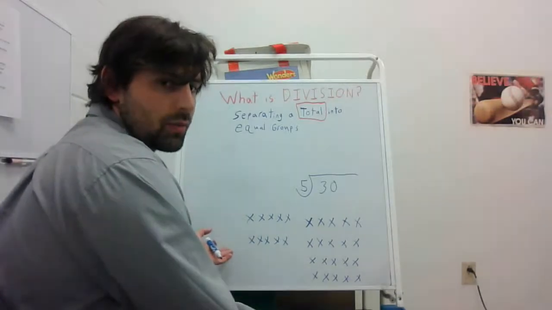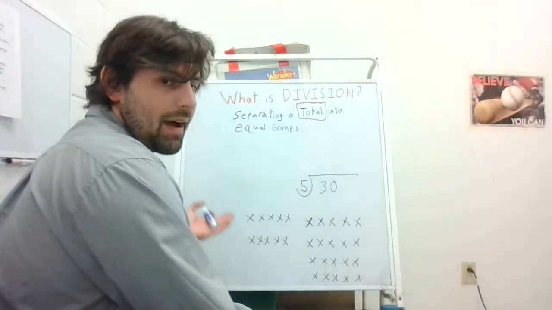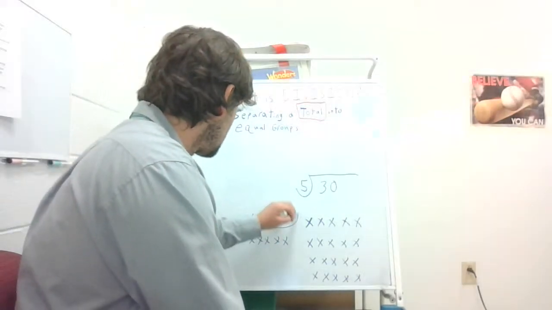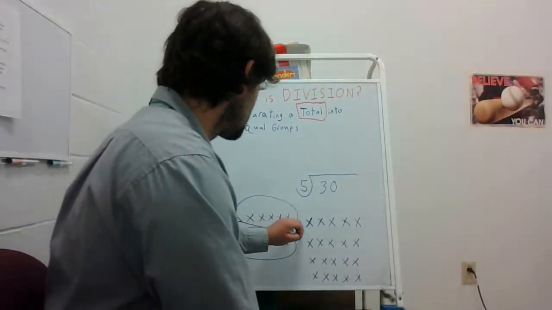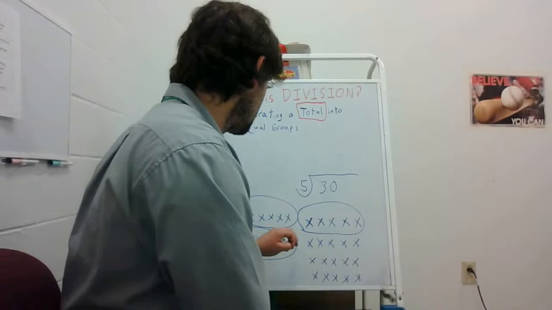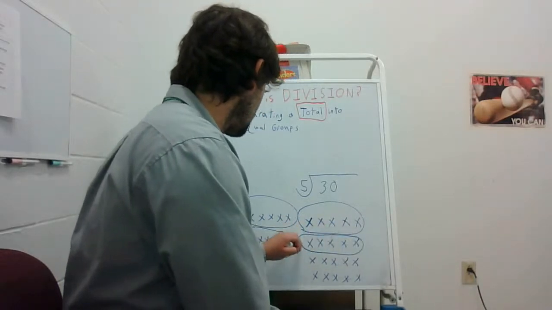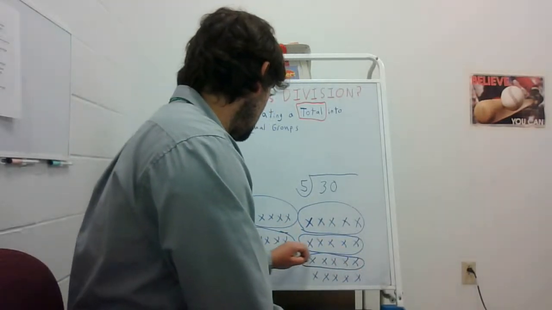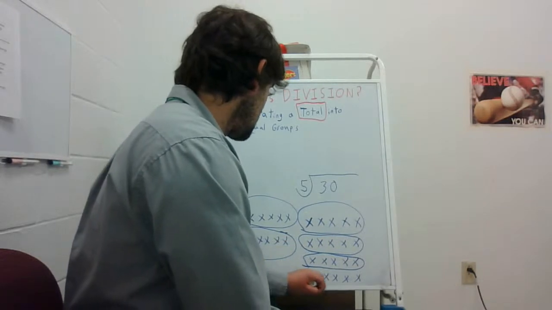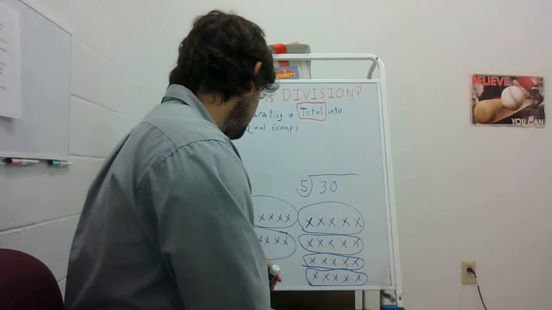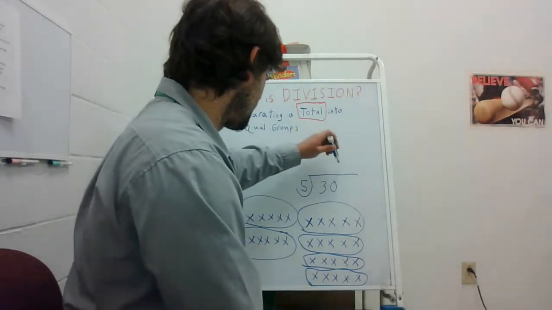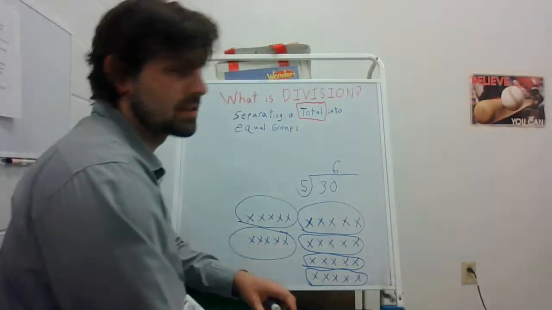Now I'm going to draw a circle around every 5 x's, and I'm going to count how many circles I have. So that's 1 circle, 2 circles, that's 3 circles, that's 4 circles, that's 5 circles, that's 6 circles. So 30 divided by 5 equals 6.